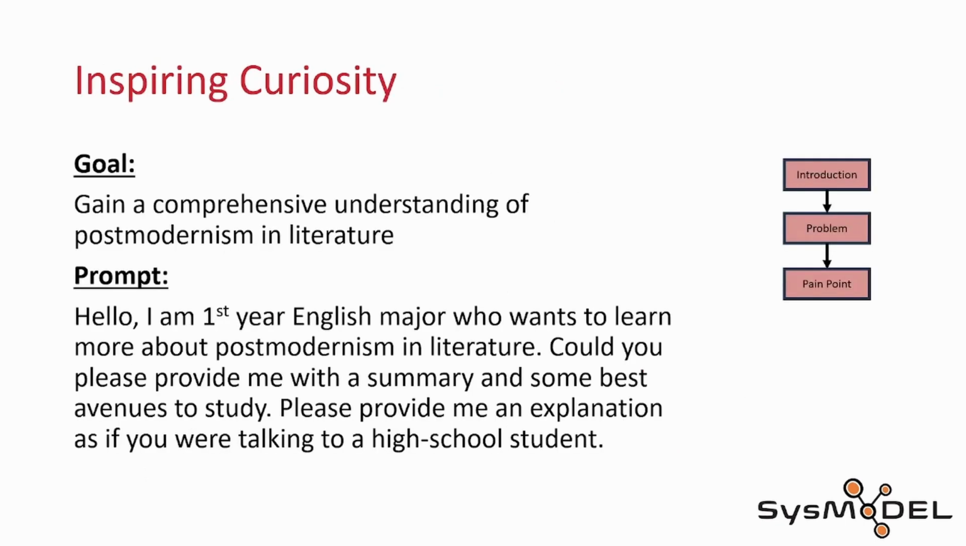Our final example will look at how you can use ChatGPT to do pre-search on a topic. Here, the student's goal is to understand postmodernism in literature. The prompt reflects that the student is a first-year English major that is curious about postmodernism in literature. They want the explanation to be similar to how they were taught in high school. For this prompt, there is no clear problem or pain point. Instead, it is substituted with the student's curiosity of the subject.